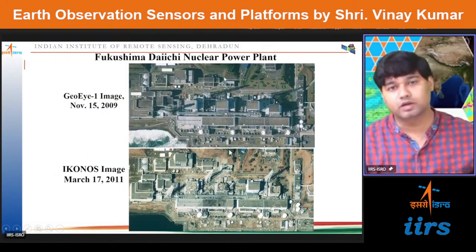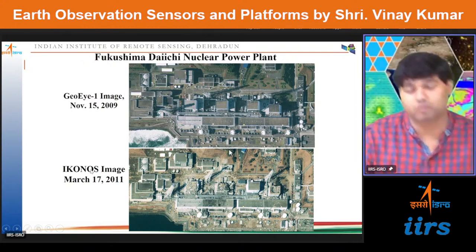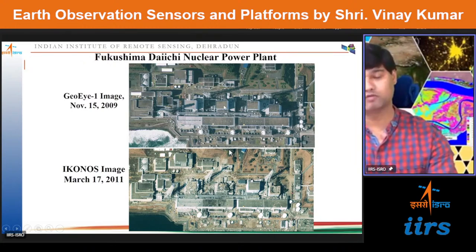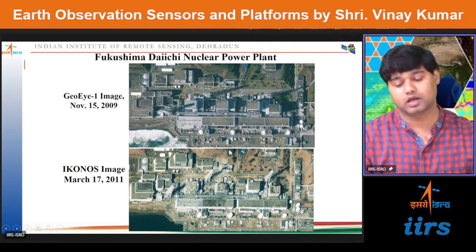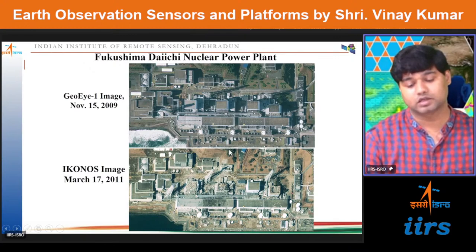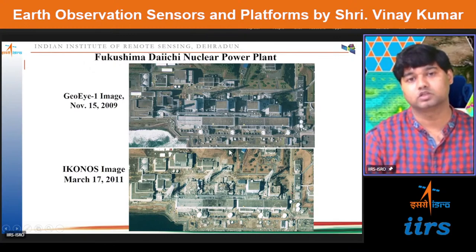This is the Fukushima Daiichi nuclear power plant acquired from GeoEye-1 image of 41 centimeter resolution. And this is the IKONOS image of 2011. So after the disaster, how the building was appearing in this, you can see.